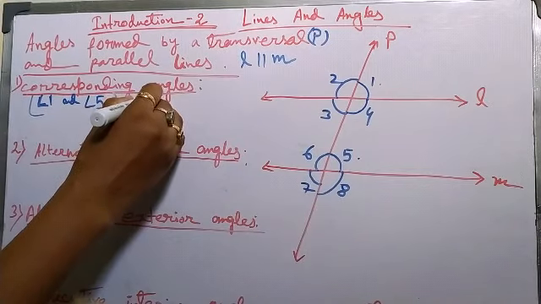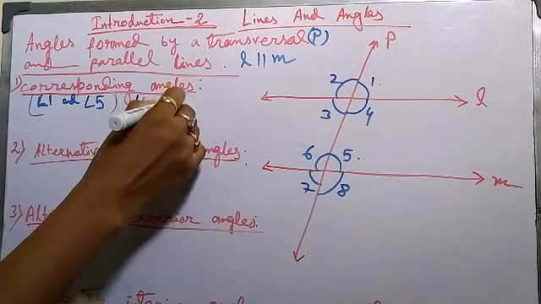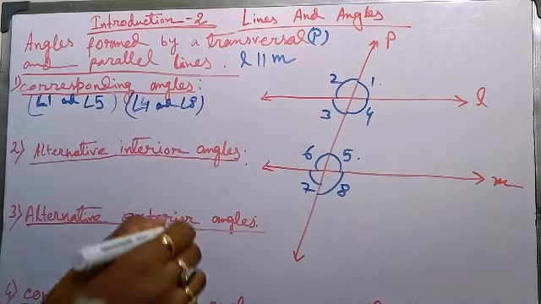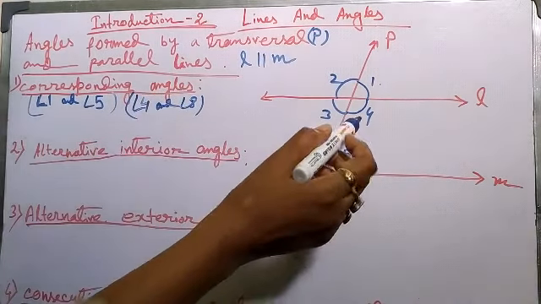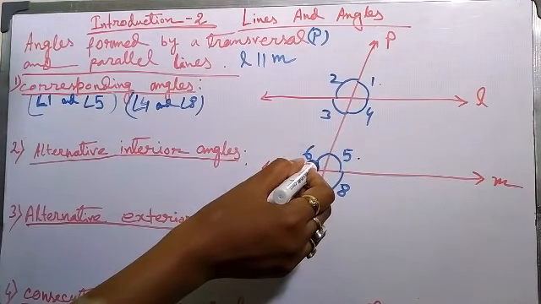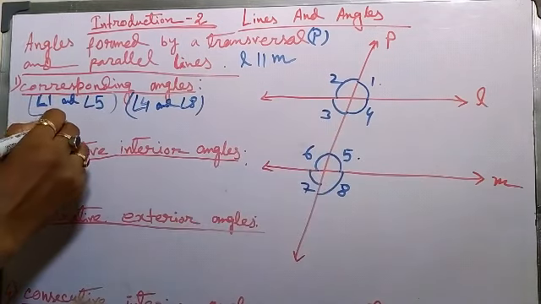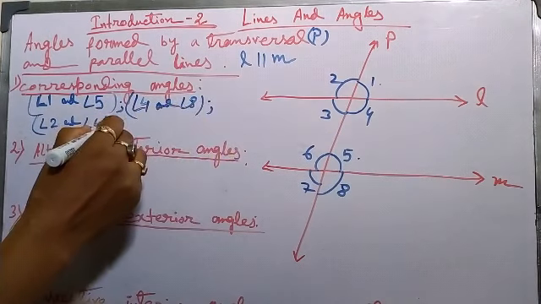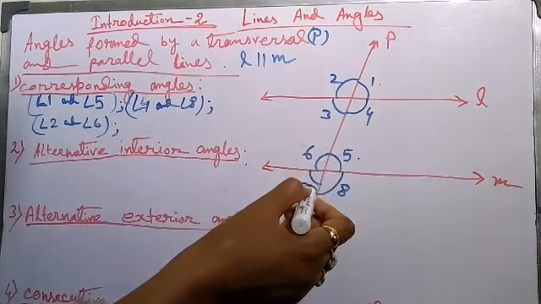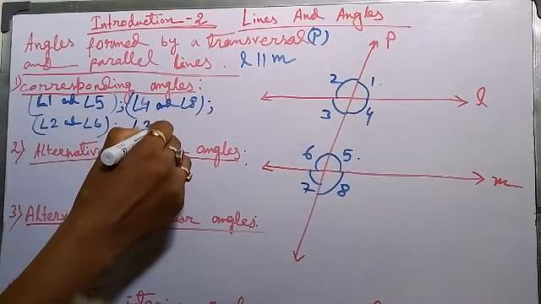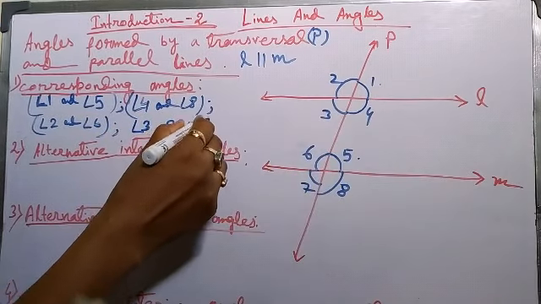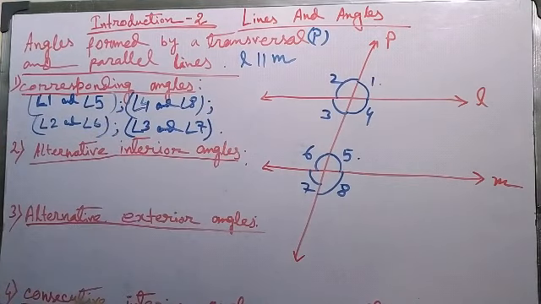That means angle 4 and angle 8 are also corresponding angles. Here angle 2 and angle 6, and angle 3 and angle 7. These all are corresponding angles. Let's talk about alternative angles.